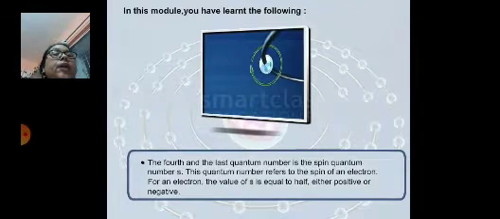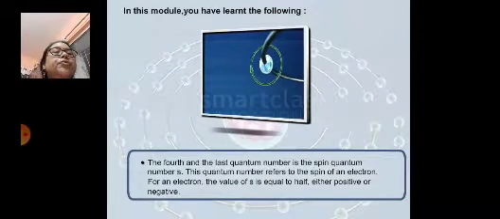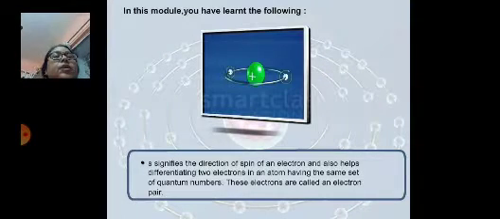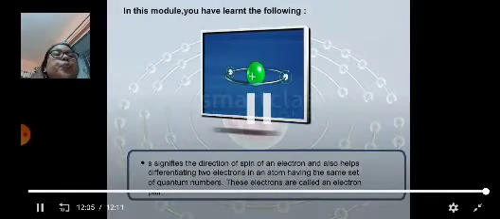The fourth and last quantum number is the spin quantum number, denoted by small s, and this quantum number refers to the spin of an electron. For an electron, the value of s is equal to half, either positive or negative. So s signifies the direction of spin of an electron, and also helps differentiate two electrons in an atom having the same set of quantum numbers, and these electrons are called an electron pair.